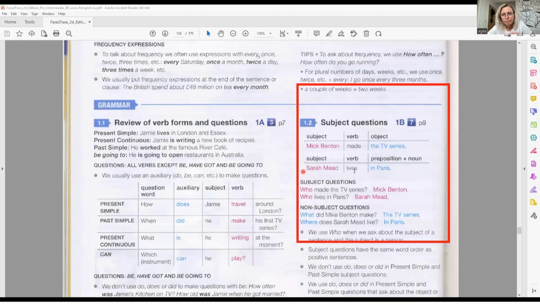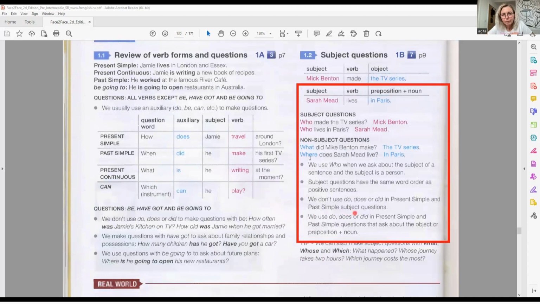So here we go. If we ask the question, where does Sarah Mead live? See, we use does in the present simple. If it was the past simple, where did Sarah Mead live? If we're going to ask about the past, where did Sarah Mead live, and where does Sarah Mead live if we're asking about the present. And then it's followed by the preposition and the noun: in Paris.